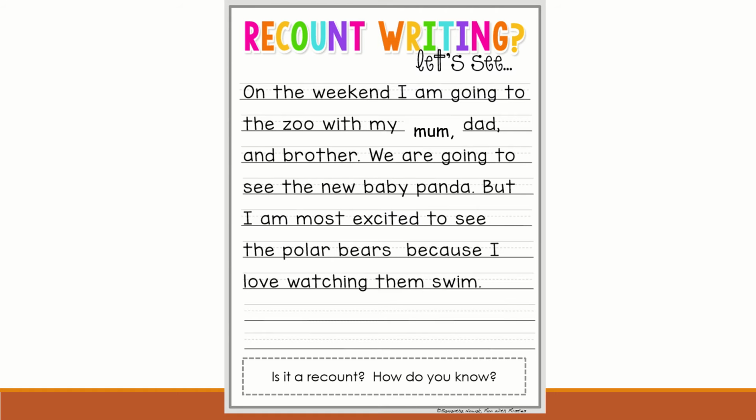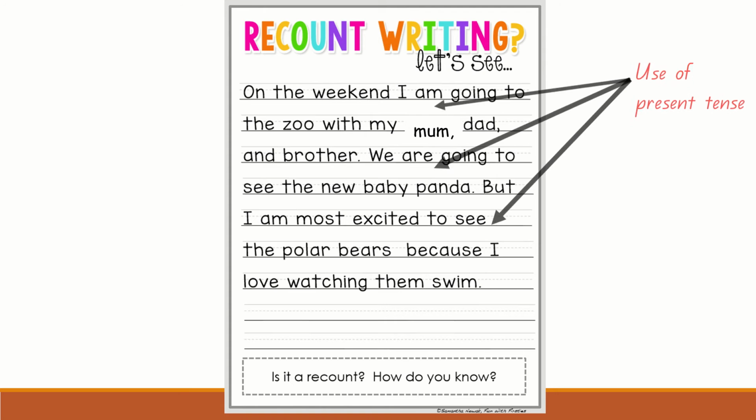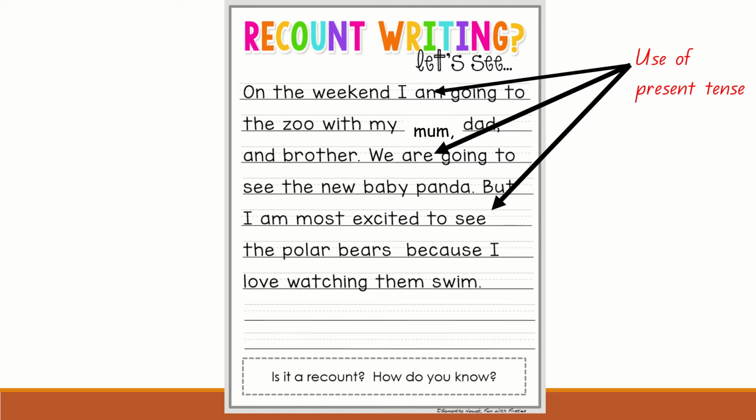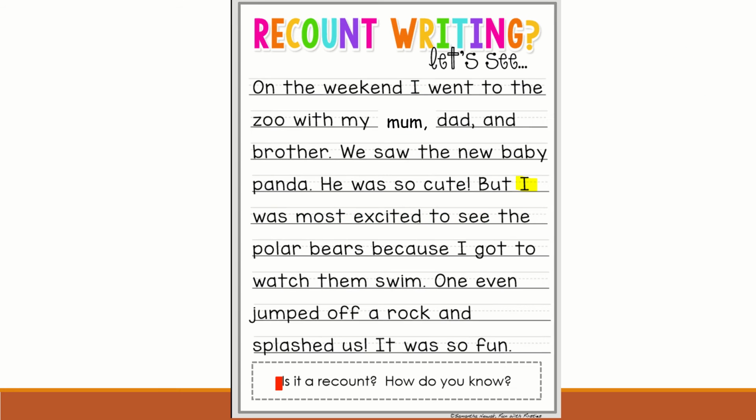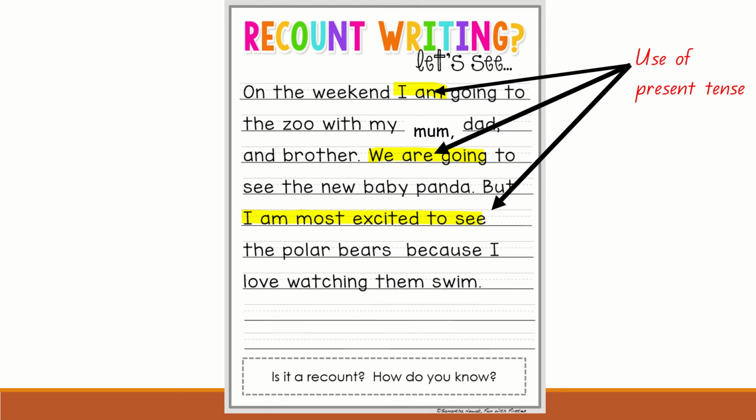It's a lovely piece of writing. It's got full stops, capital letters and commas, so it's all the things I'm looking for, but it's actually not a recount because the structure is incorrect. It uses present tense, so the writer is telling me something that is going to happen. It has not happened yet. Therefore, this is not a recount. It has phrases, and I'm just going to highlight them for you, such as I am, we are going to, I am most excited to see. So that means it's present, it hasn't happened, and therefore it is not a recount.